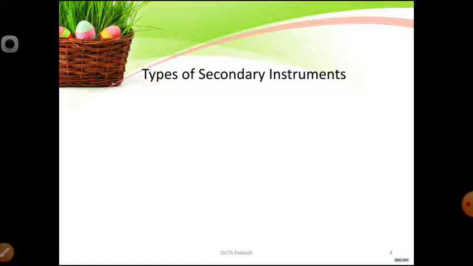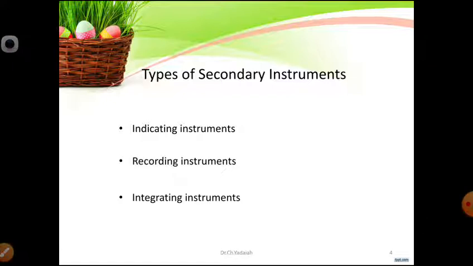Already you have seen the classification of instruments. Secondary instruments are further classified into indicating instruments, recording instruments and integrating instruments. Let us see this one. The types of secondary instruments are indicating instruments, recording instruments and integrating instruments. What is the meaning of these three types of instruments?